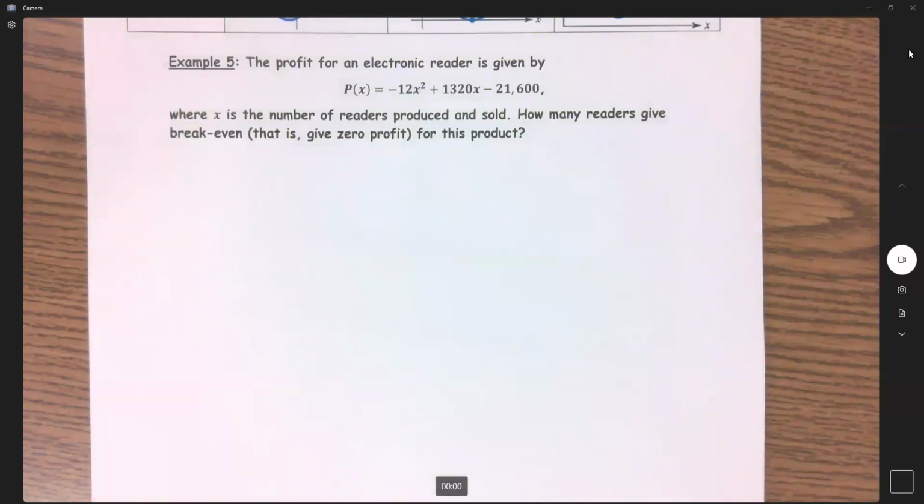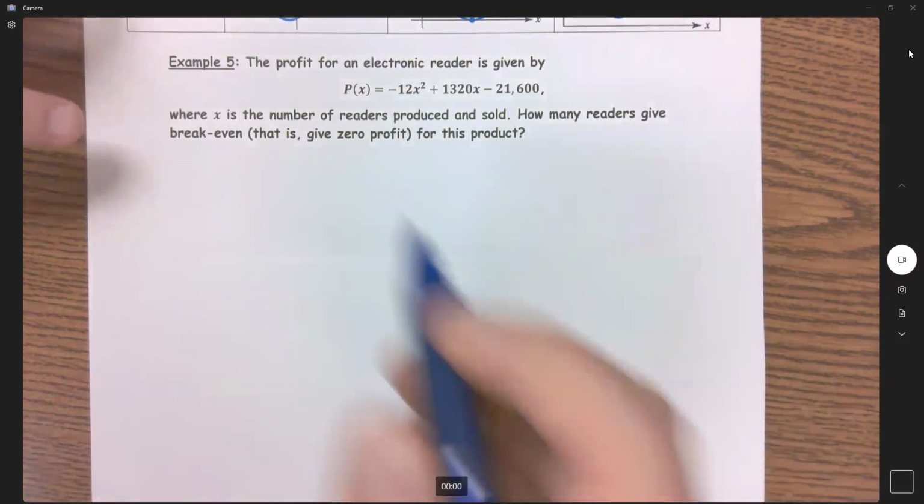We have two application problems where we are going to be using the quadratic formula. So I'm going to do example 5 in this video, and then in the next video we'll do example 6. Example 5 says the profit for an electronic reader is given by P of X, where X is the number of readers produced and sold. How many readers gives break even? That is, gives zero profit for this product.